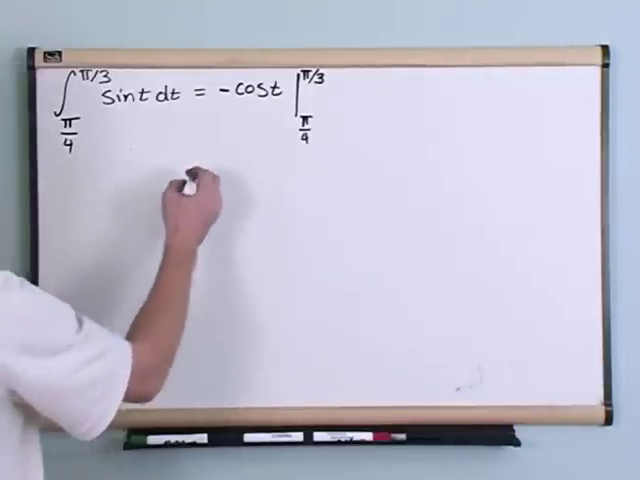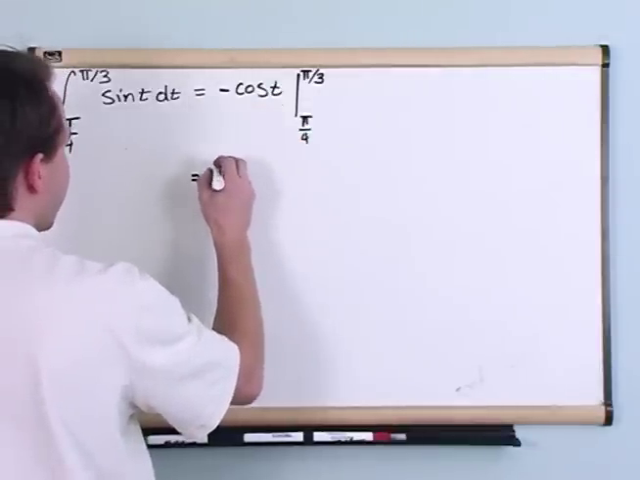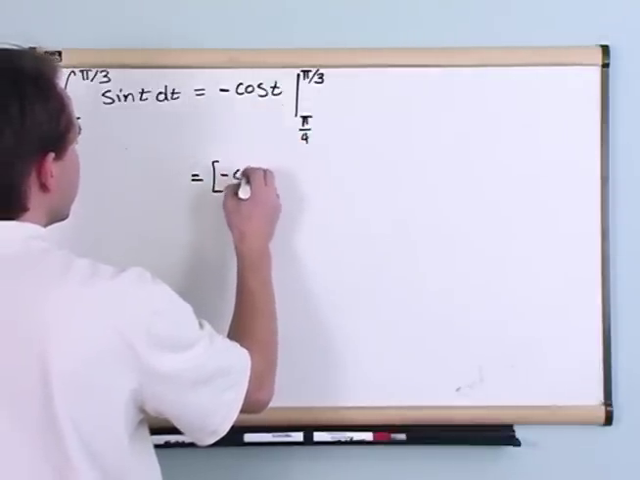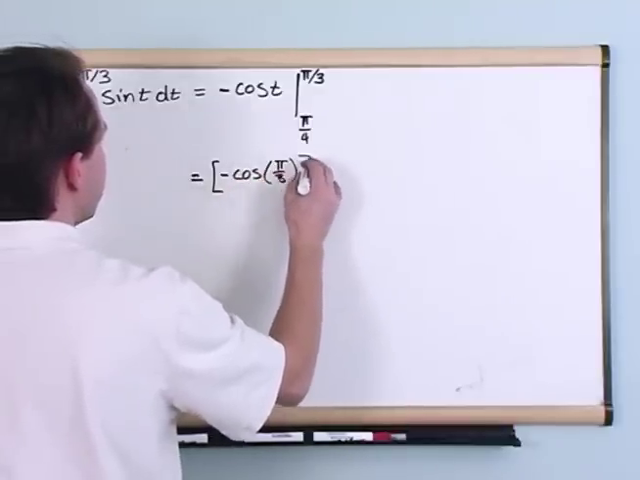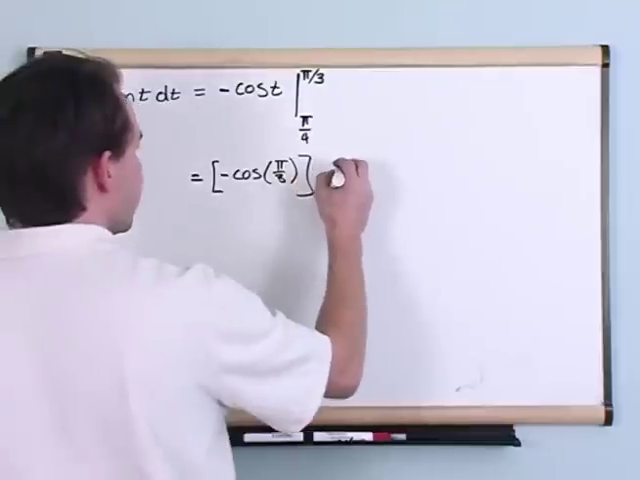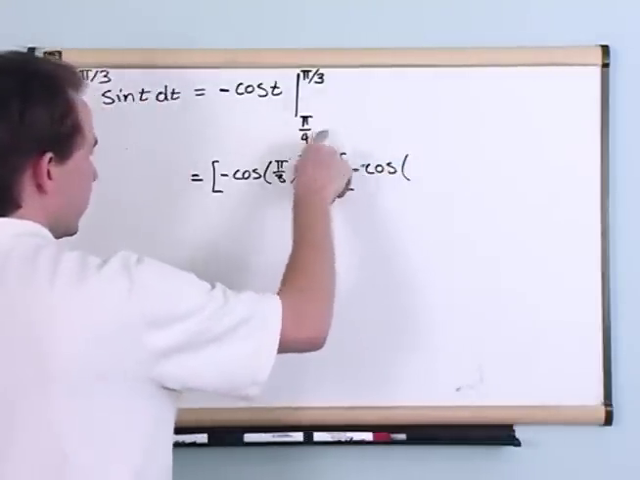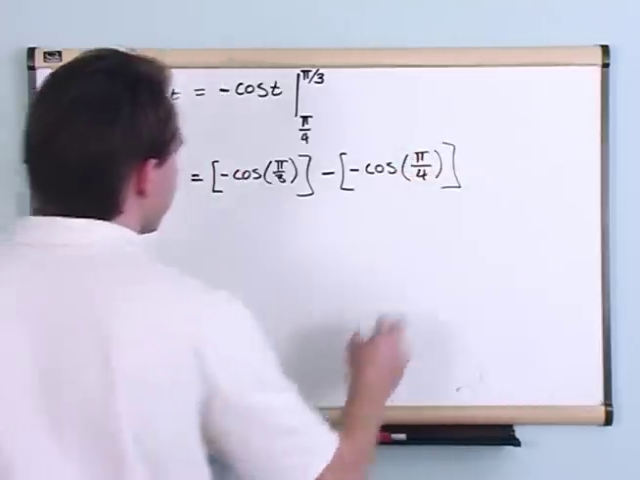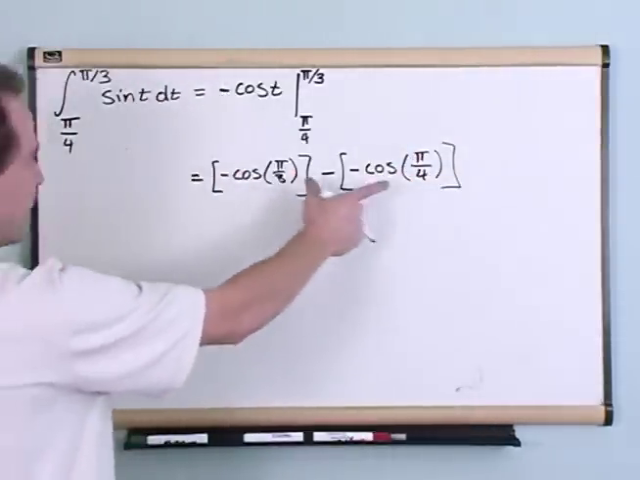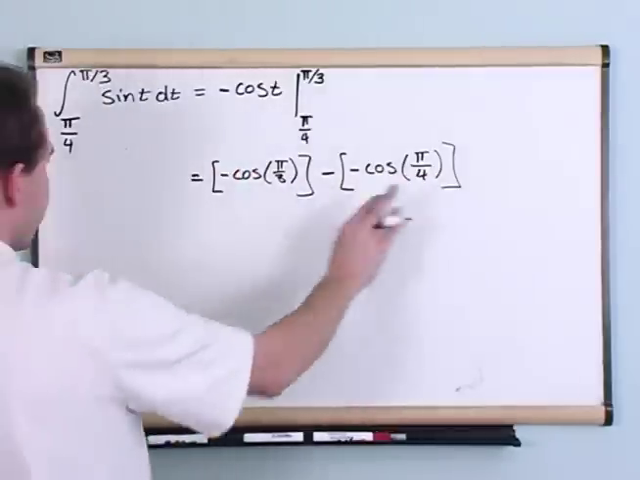So in order to proceed any further, you need to plug these numbers in. So what you're going to have is negative cosine of pi over 3, that's the upper limit, minus negative cosine evaluated at the lower limit, which is pi over 4. Just like this. Now notice I was, again, very explicit. I carried my negative cosines inside. I didn't try to do anything in my head. I just wrote it down.